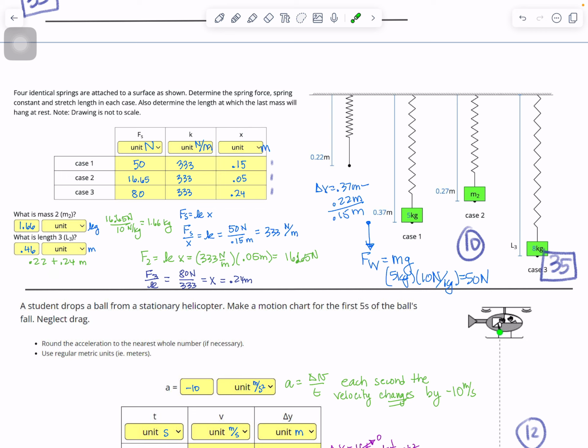And in order to find the mass for 2, I know that I've got 16.65 newtons, calculated that, divided by the gravitational constant gives me 1.66 kilograms.